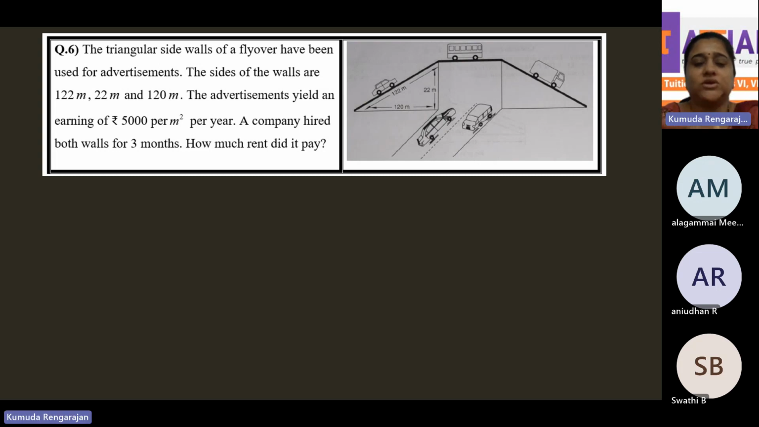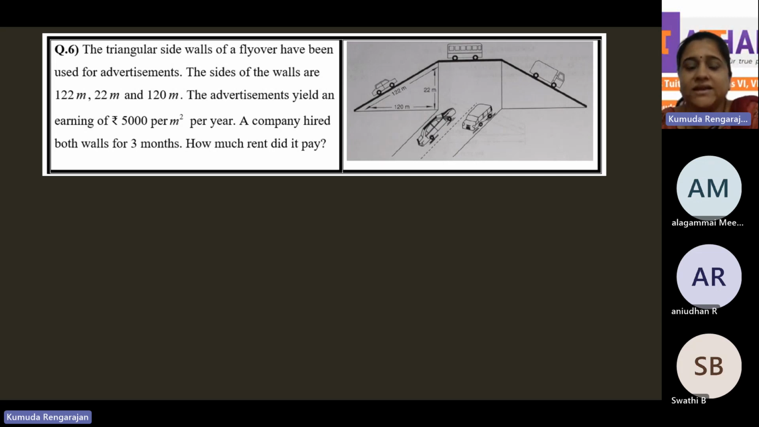So in this question, you can see the figure; leave that theory there, look at the figure. Flyovers like this are very common in our place also. In Trichy, we can see flyovers in many places. The side walls, you can see the wall there, which is triangular. It looks like a right triangle, but you cannot assume it to be a right triangle. Now when it is mathematics, you cannot assume it.